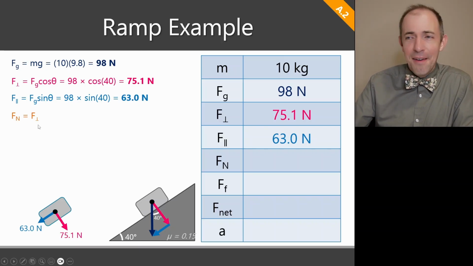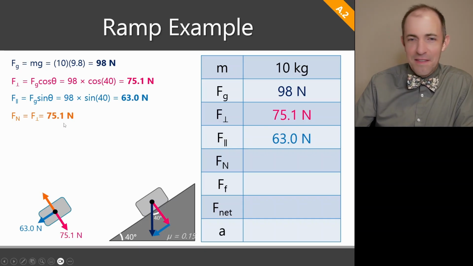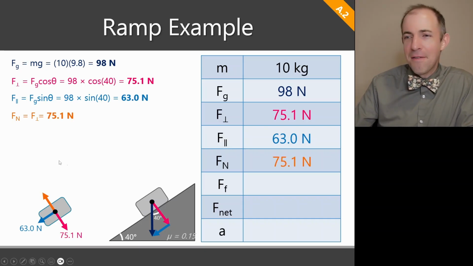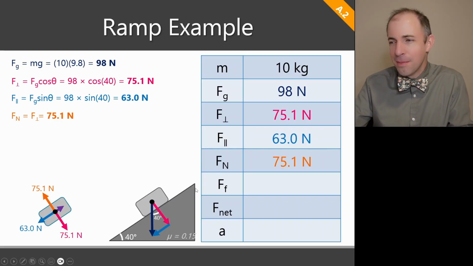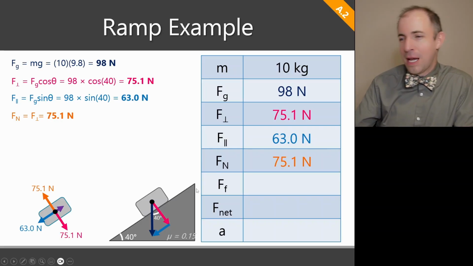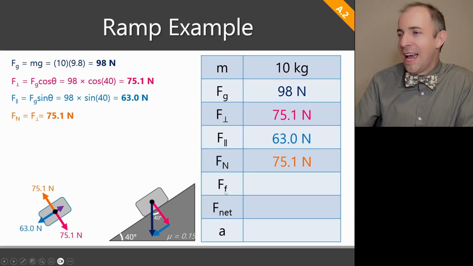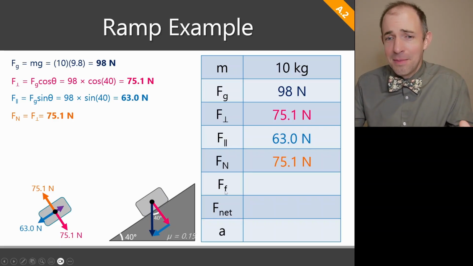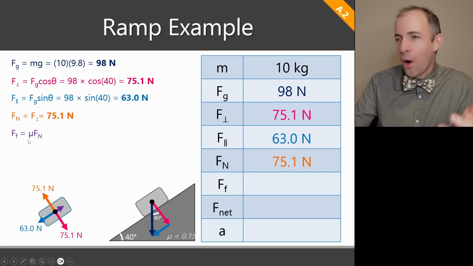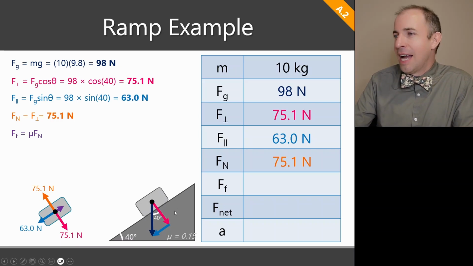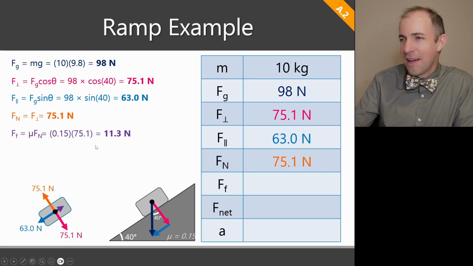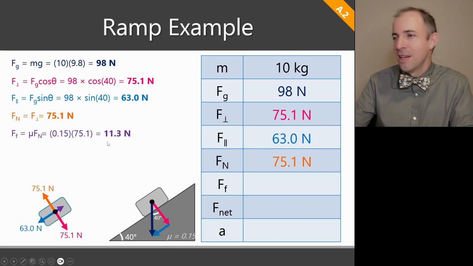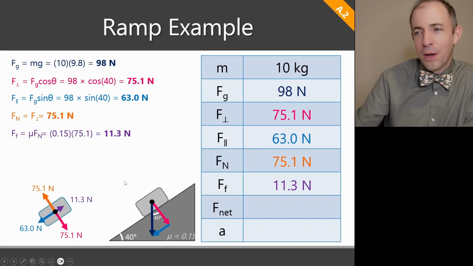Okay, now we can solve our other things. We said that Fn is always equal to the perpendicular force, 75.1. We know that the force of friction is going to be counteracting the motion. If this object is sliding down the ramp, we're going to say that it's pushing up the ramp. And that force of friction, in this case, is not going to be equal to the parallel force, but we do know it to always be equal to mu times Fn. I know what mu is. That's 0.15. That's given in the problem. Fn I just found was 75.1 because that was opposite the perpendicular. So I get force of friction to be 11.3.